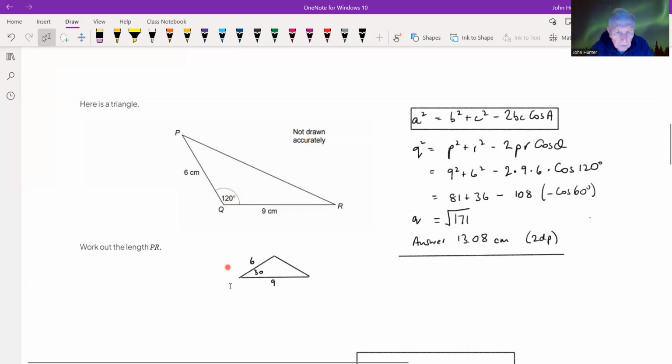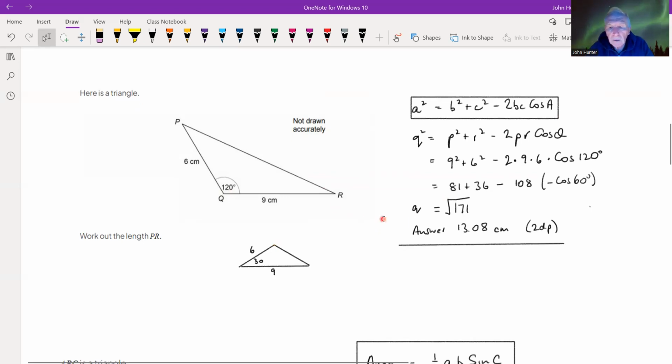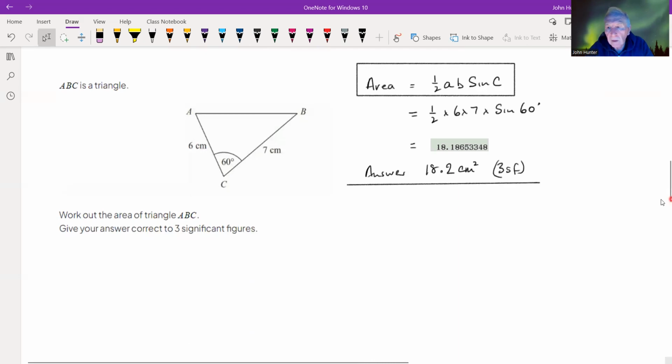Just a little thing here. If it had been an acute angle here, it might not have worked too well. Probably should have drawn that at 60 degrees. Then we'd see that the answer for PR would have been much shorter. Of course, that just helps to illustrate the fact that we can use obtuse angles with our formulas.